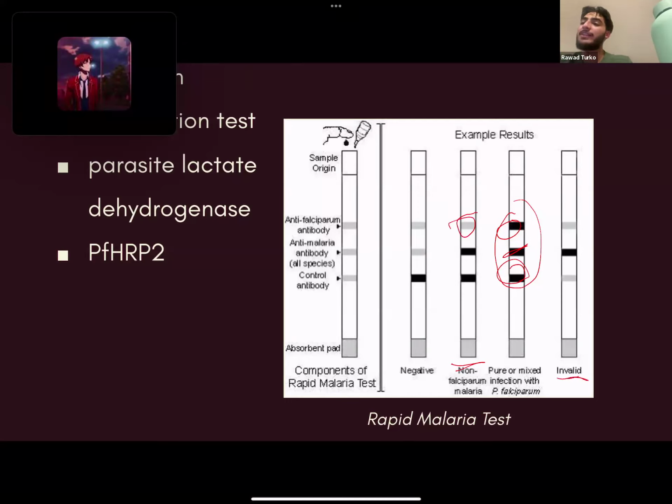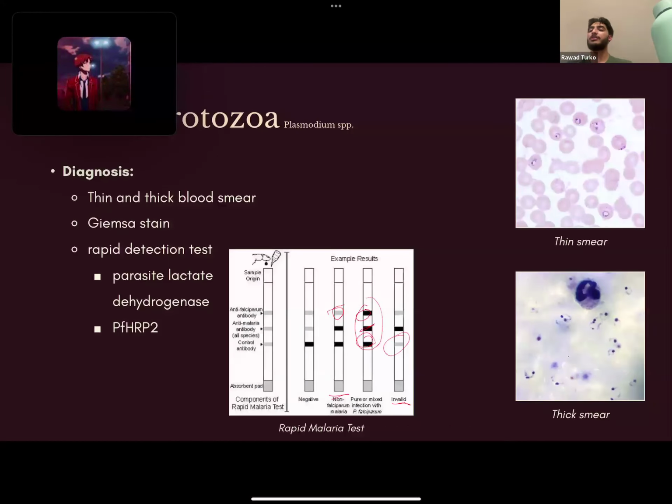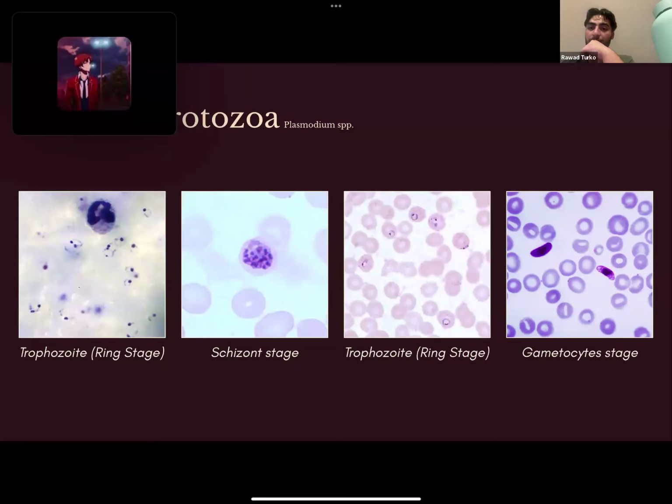And here it's invalid. Why is that? Because the control is negative. Okay, when the control is supposed to be positive. So just something that can help you understand better, because I know it too from last year. Sometimes you see these pictures and you're like, yeah, okay, sure, rapid detection test. And sometimes you might not even know what exactly it's supposed to be detecting. So if they ask about this in OSPE, inshallah, you guys will be all good.